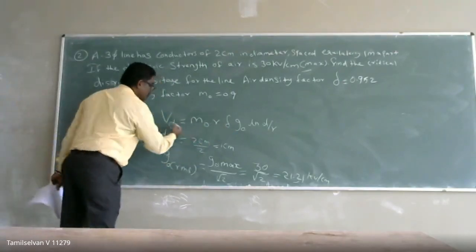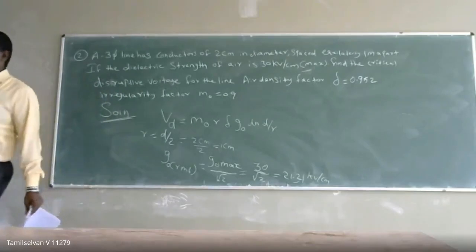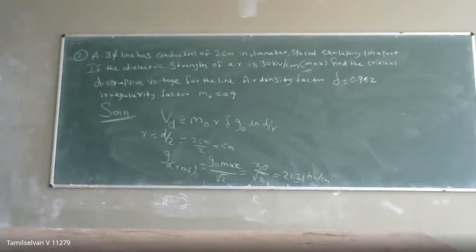Just substitute those things in the disruptive voltage. Substitute your m naught. G naught we have calculated. Delta, you know that. You can get your values.